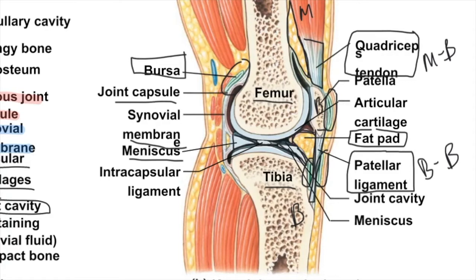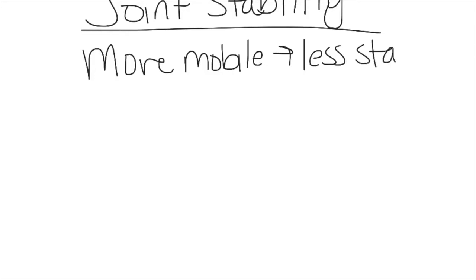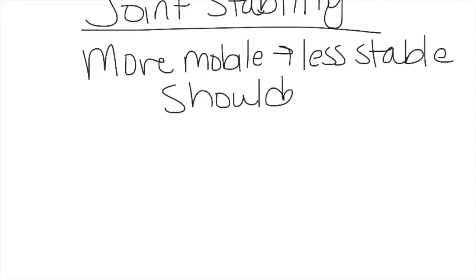Okay, so joints need to be stable, but there is a relationship between how mobile a joint is and how stable a joint is. So the more mobile, the less stable. So can you guess which joint in your body is the least stable? There you go. The shoulder.